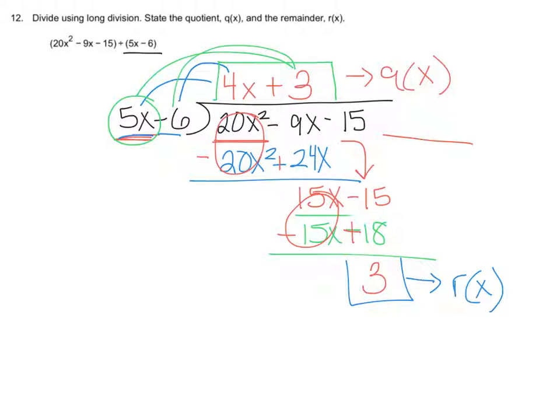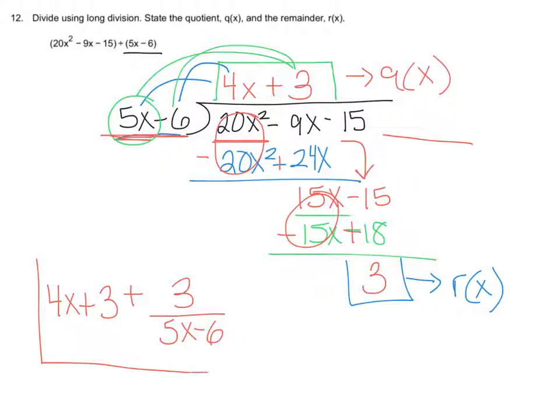Now to write this problem, you'll write the quotient, which is 4x plus 3, and then you'll add the remainder to it, so plus 3, but you'll put the remainder over the divisor, which is the 5x minus 6. So my answer is 4x plus 3 plus 3 over 5x minus 6.